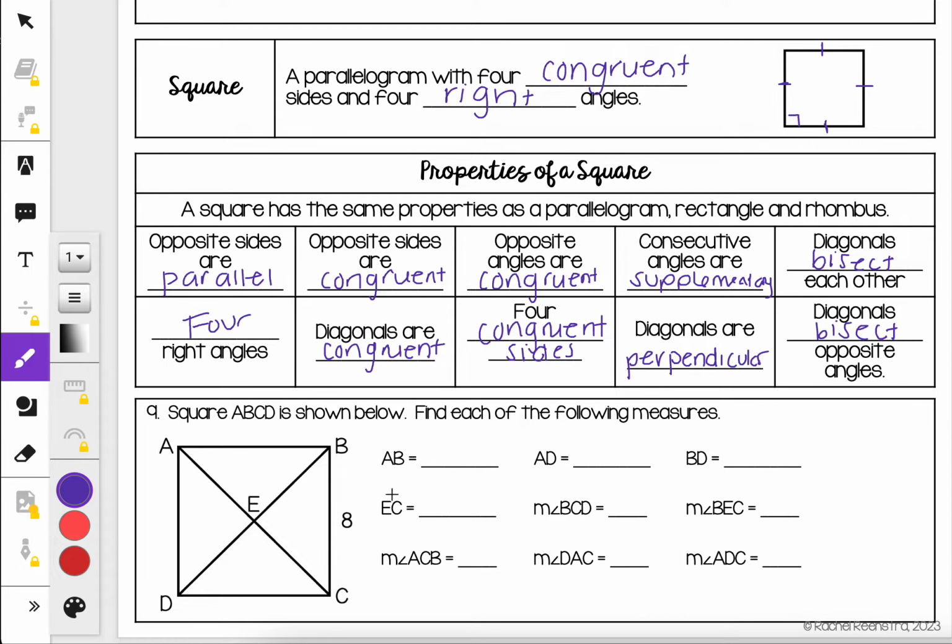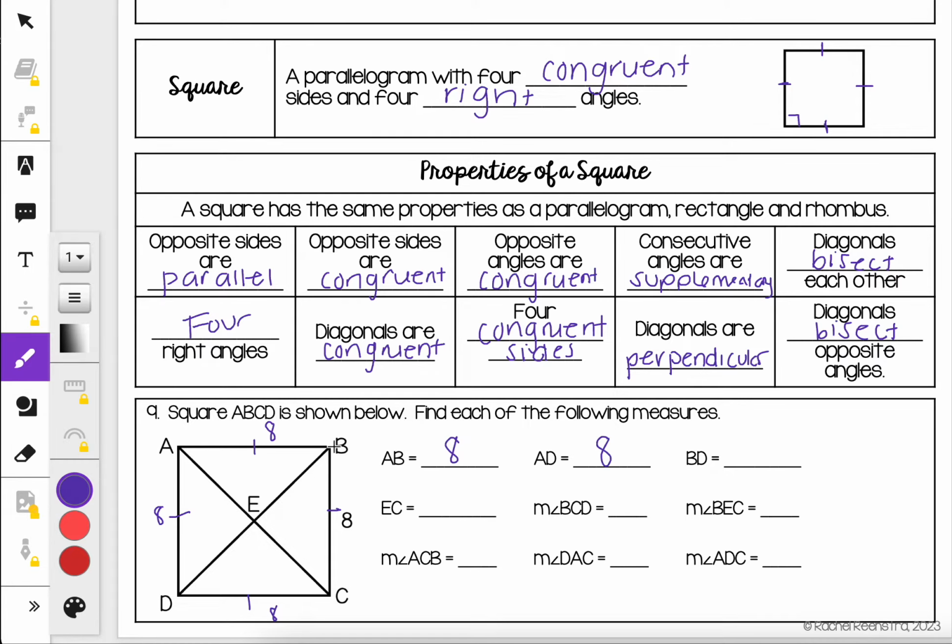Okay, so we're going to look at this square below, square ABCD. All we know here is that BC is 8, but we're going to use that to find all of these measures. Because this is a square, I know I'm going to have all 4 sides congruent. So this is going to be 8, 8, and 8. The length of AB is 8. The length of AD is also 8.